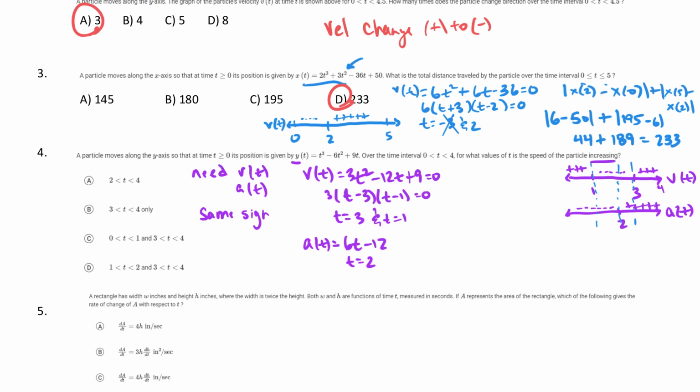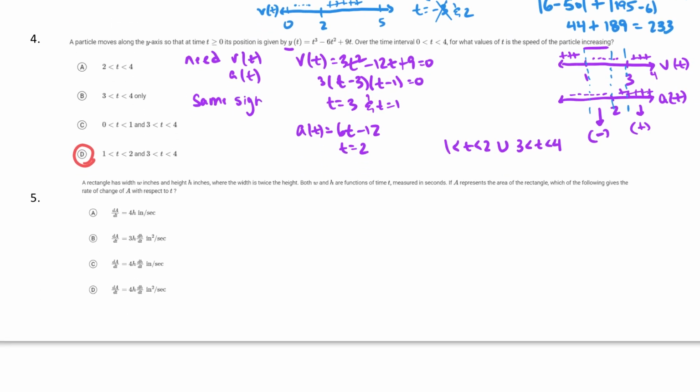All right, so let's see where the regions are the same sign. They're the same sign right here. They're both negatives. And then again right here, they are both positives. So I have the same sign from 1 to 2. So t is between 1 and 2, and t is between 3 and 4. Those are the regions where I have the same sign, and your answer will end up being D. All right, let's move on to the next question.